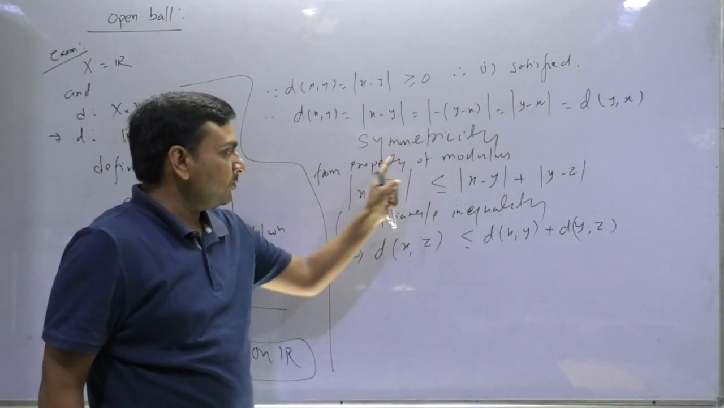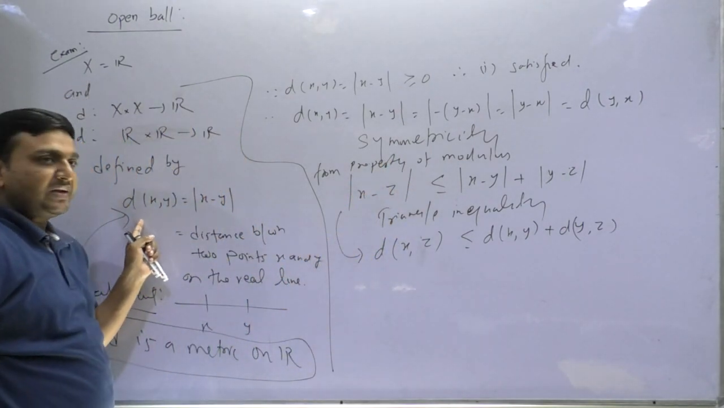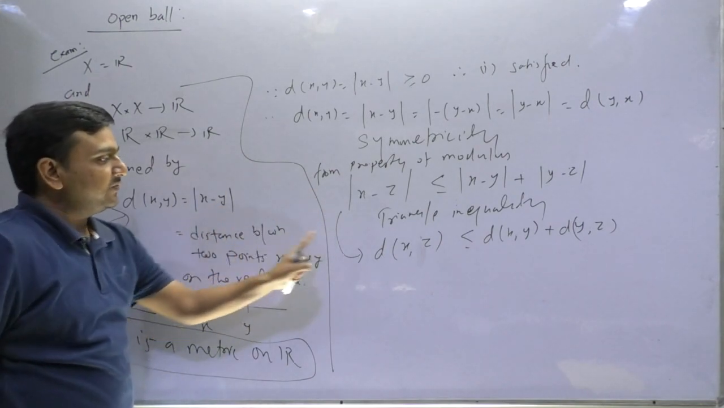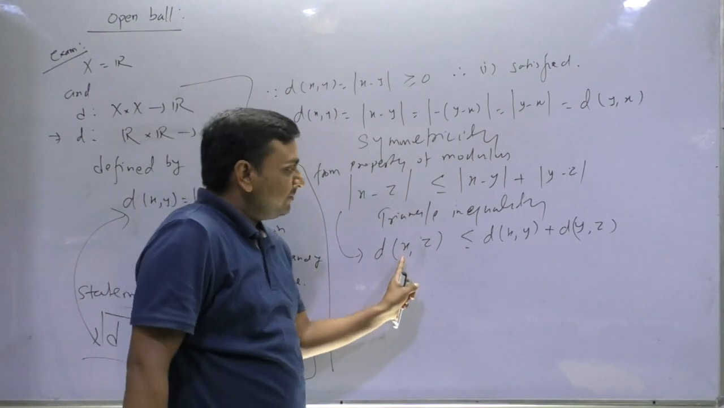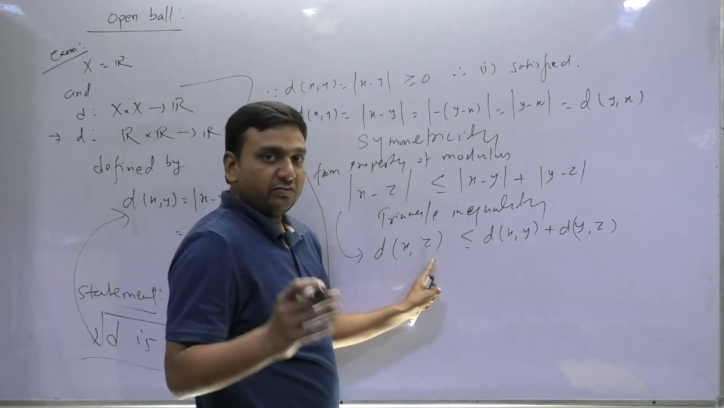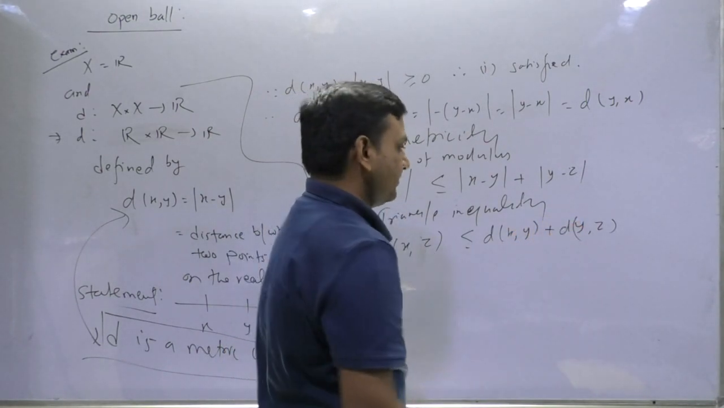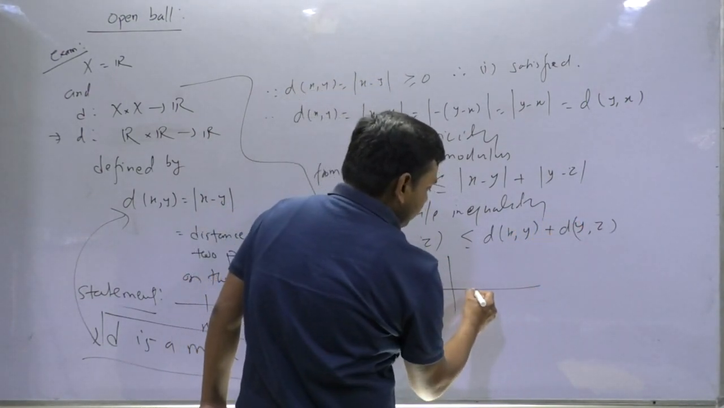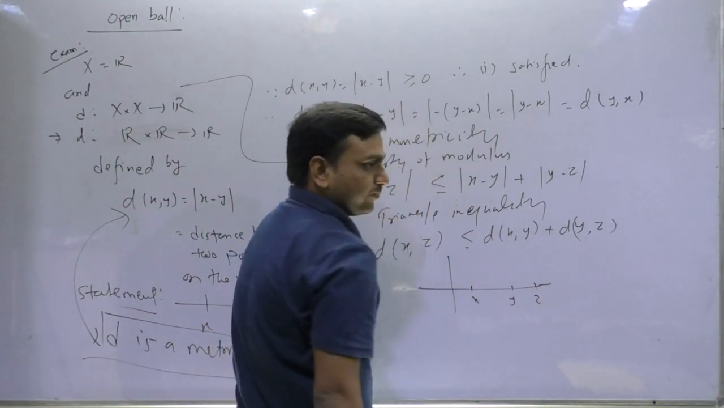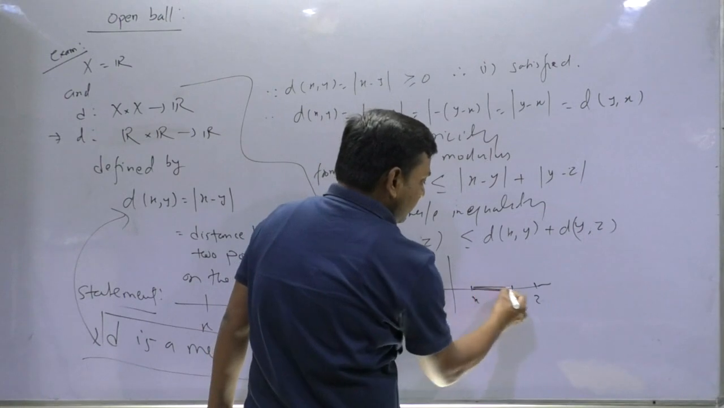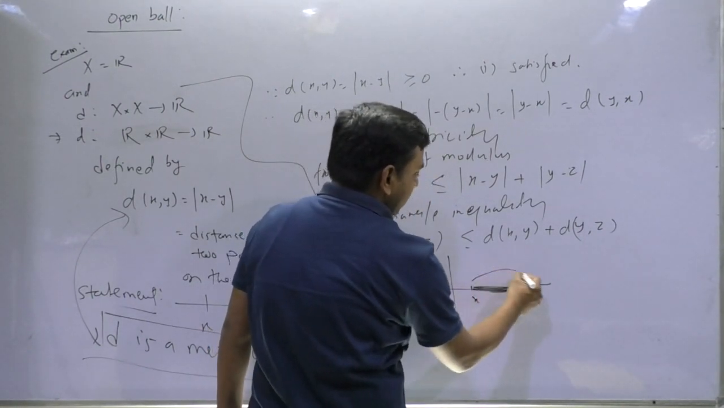With the help of the modulus property, I can write like this, and because my mapping d is defined like this, I have just replaced these things by this. So what does it show? The distance between x and z is less than or equal to the distance between x and y plus the distance between y and z. You can also visualize it if you have some points x, y, z.